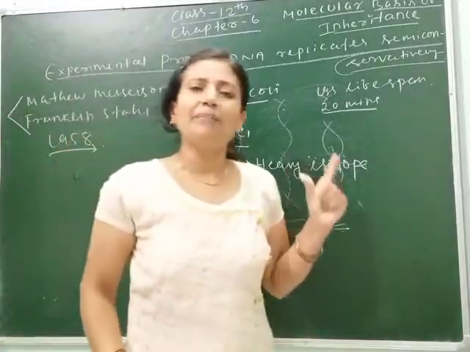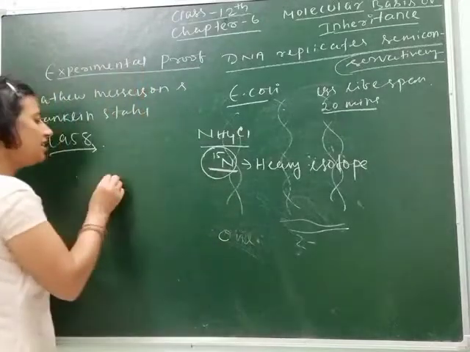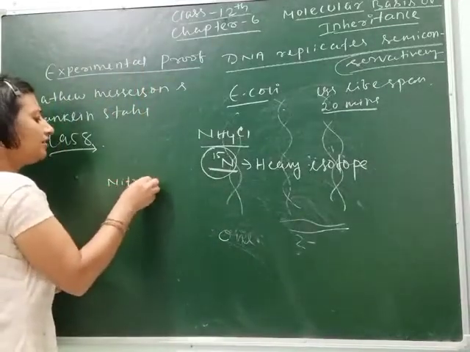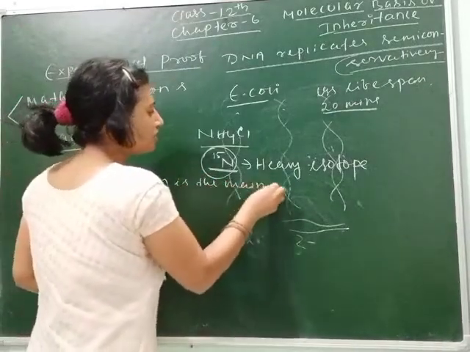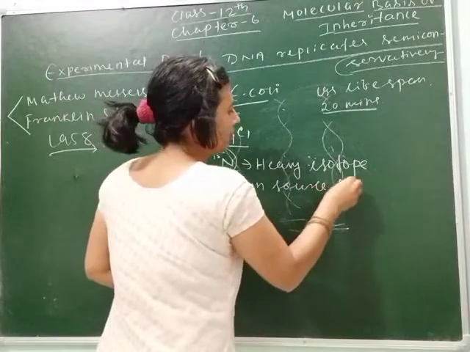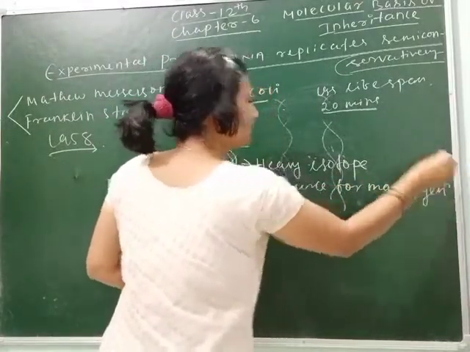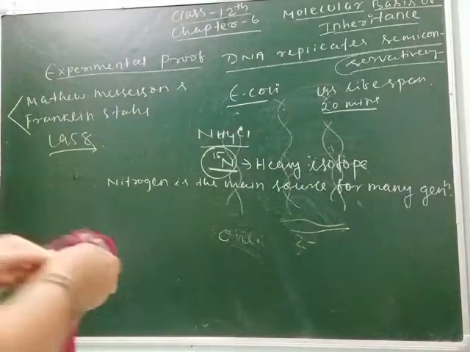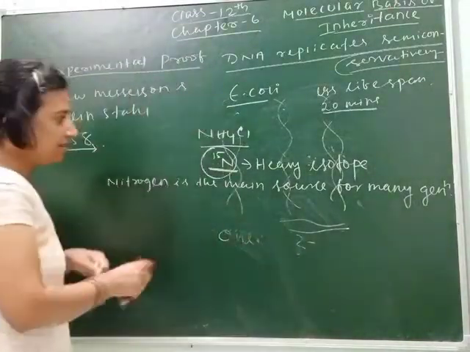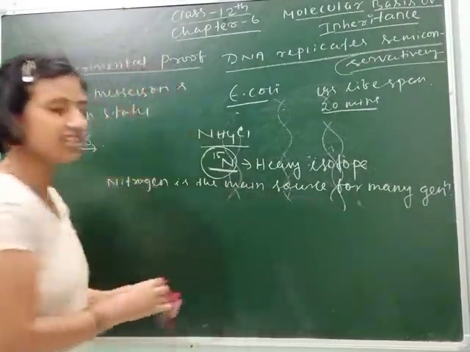and this ammonium or nitrogen is the main source for many generations. Remember here, nitrogen is the main source for many generations. Clear students? So how is this the main source for many generations?